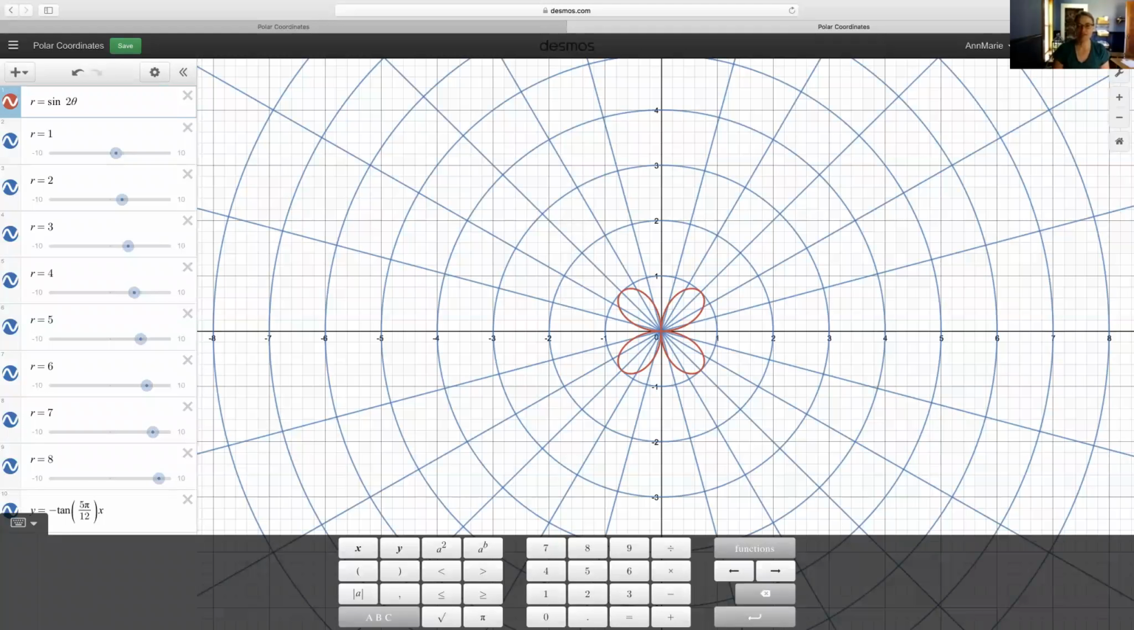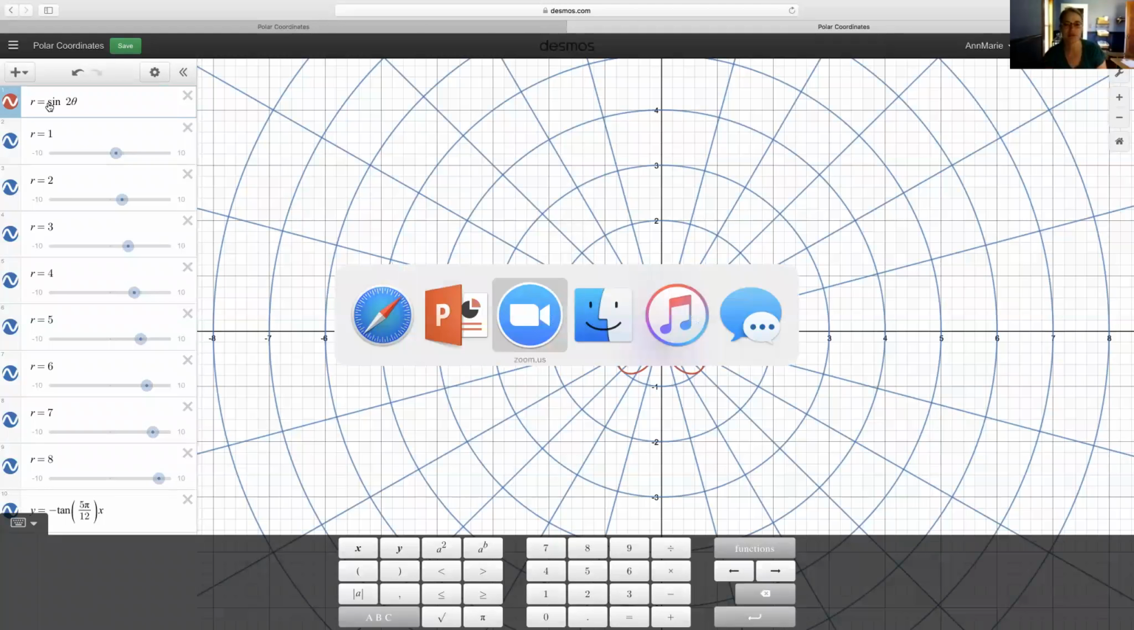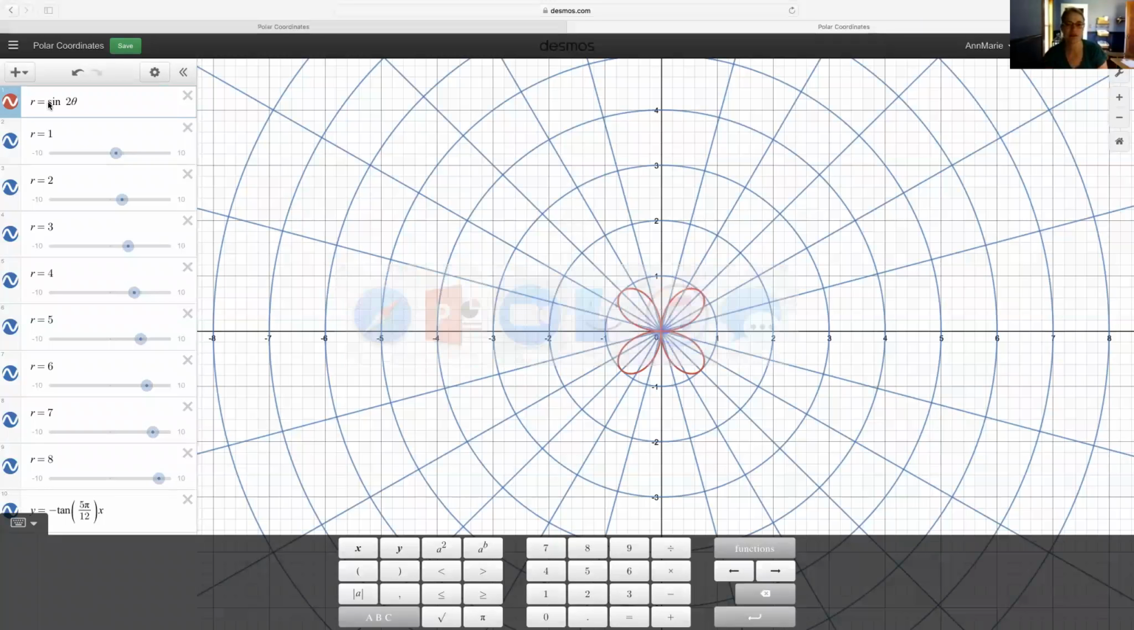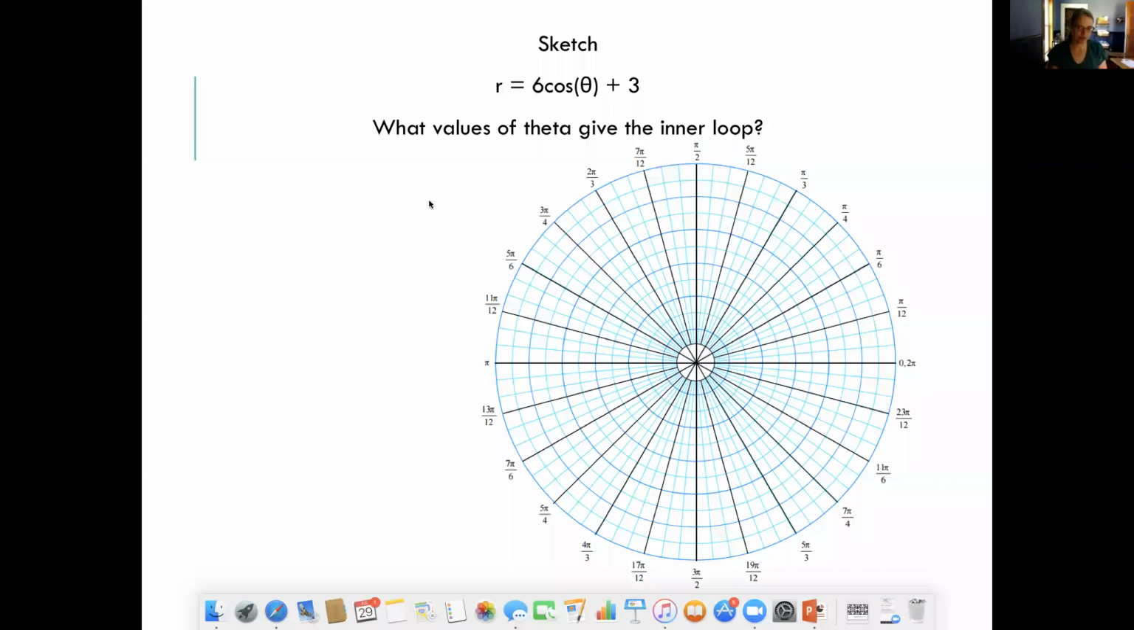But it has to do with changing. Remember that when we did the sine 2 theta, that means we change the amplitude of our circle. Okay. So the second one, we got a four leaf rose.